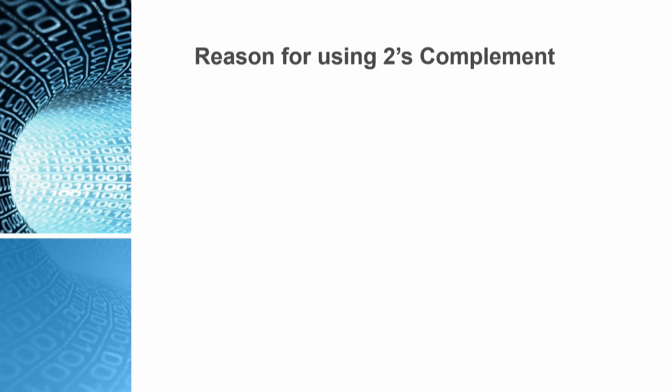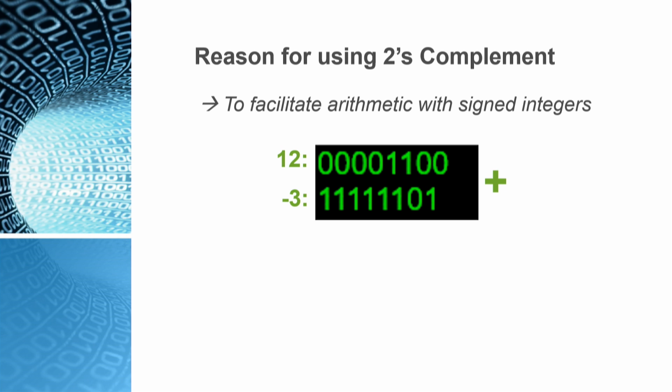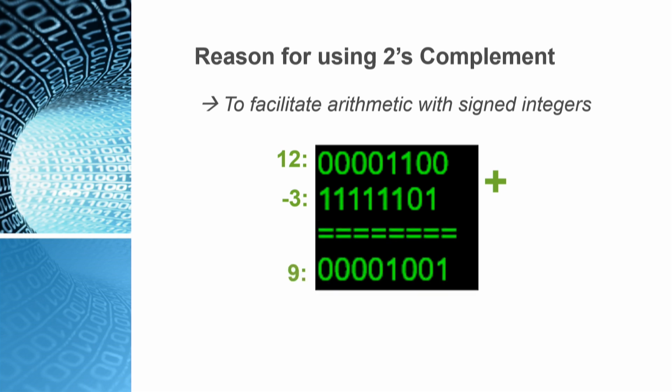If you are wondering why negative integers are represented in this strange fashion, the answer is that it makes arithmetic with signed integers easy for the computer to perform. This is best illustrated with a simple example. Consider the sum of the integers 12 and -3. To perform this addition, the computer would simply add the digits in the corresponding positions of the two 8-bit binary numbers. As expected, this is the 8-bit binary representation of the decimal number 9.